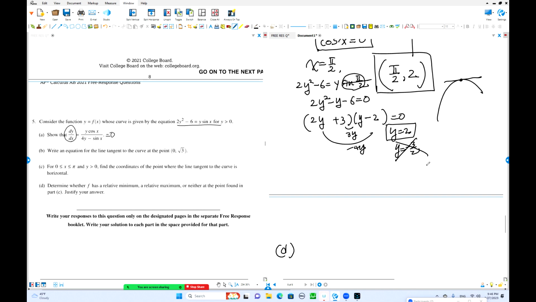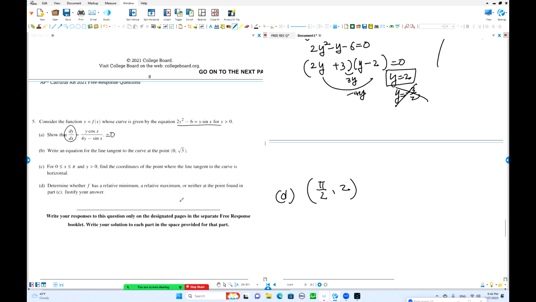The number D there. Determine whether f has a relative maximum, a relative minimum, or neither at the point found in part C. Just check your answers. So we find the point over here, at this point, pi over 2 and 2. At this point, does it have a relative maximum, minimum, or neither?